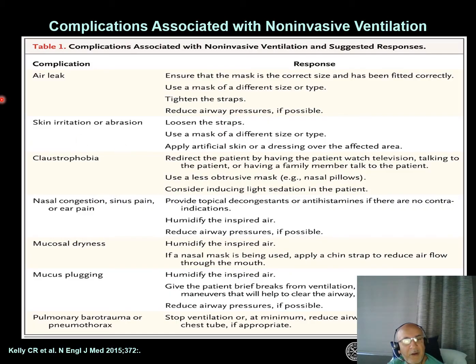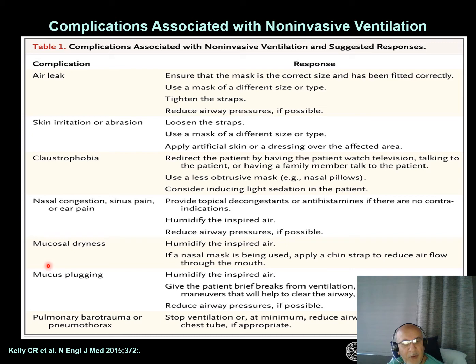There are significant complications associated with non-invasive ventilation, which include air leak. Although the ventilator will accommodate air leaks up to 60 liters, one should generally allow air leaks of 10 to 30 liters. Skin irritation and claustrophobia are significant complications, and one should adjust the mask or the straps, or loosen the straps. For claustrophobia or anxiety, I would recommend, as I mentioned, morphine and Precedex.